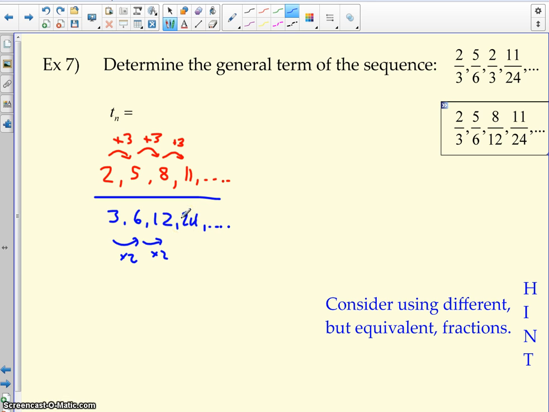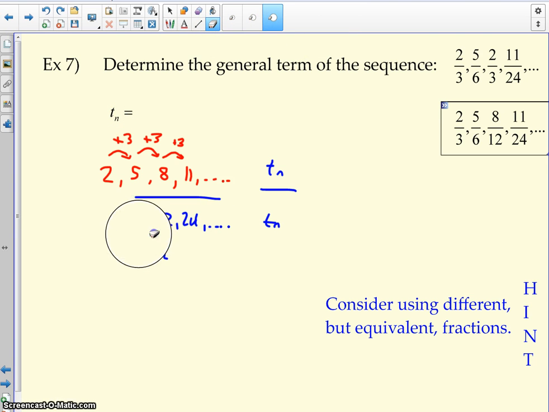It's a little weird, but you can actually have a different general term for the numerator as you do for the denominator, a different pattern. So what we can actually do is treat the numerators and denominators separately, find a general term for the numerator, find a general term for the denominator, and put them together to find an overall general term. Okay, so let's do that here. Let's do it one at a time. Let's deal with the numerators first.